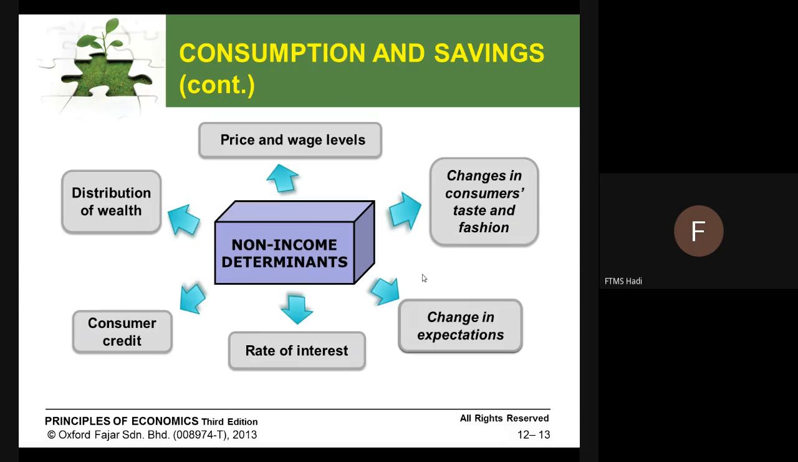Okay, non-income determinants. What are the determinants of non-income? The first one, price and wage levels. The higher the price, the higher the non-income is, the price will be going high. And also, the determinants of consumption and saving include changes in consumer taste and fashion. If it is more trendy in terms of taste and fashion, the consumption will be higher as well, then the savings will be low.